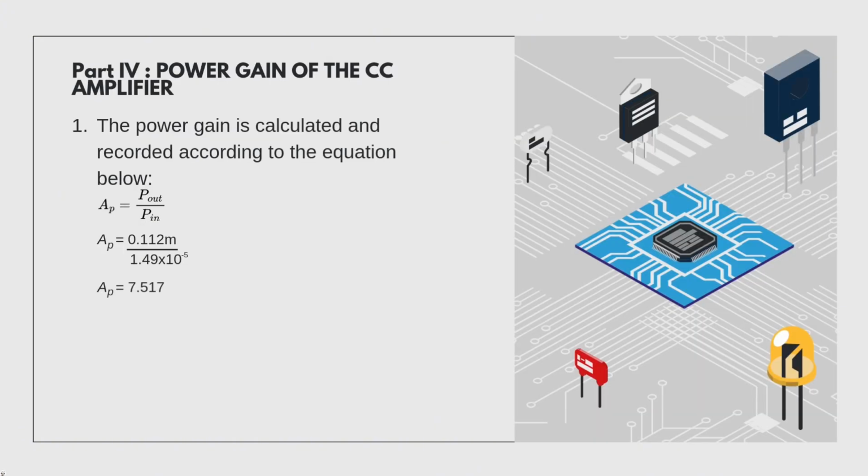Next is part 4, power gain, which is the power gain of the CC amplifier. The power gain is calculated and recorded according to the equation below, which is AP equal to Pout divided by Pin, where the Pout value is 0.112 milli divided by 1.49 multiplied by 10 to the power of negative 5. Then the final answer is 7.517.